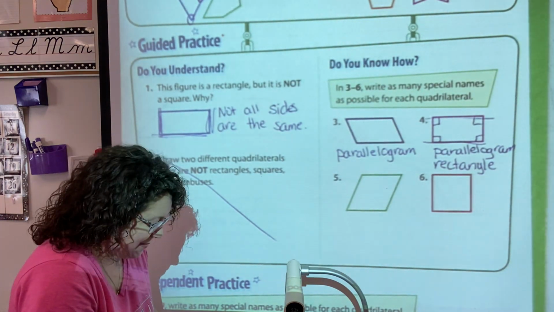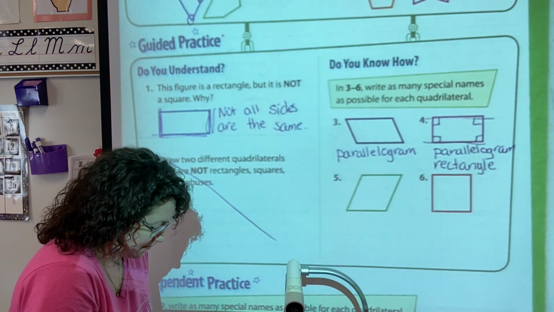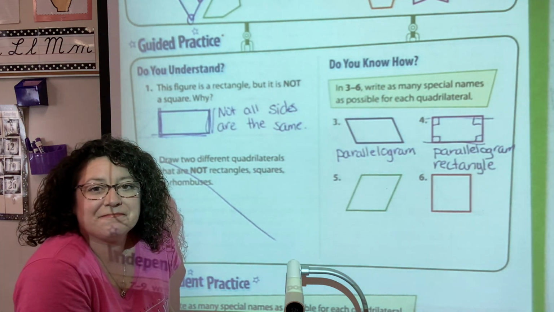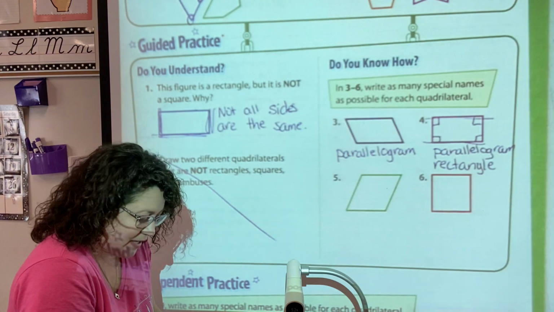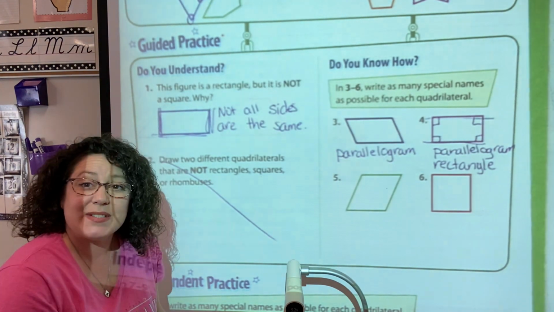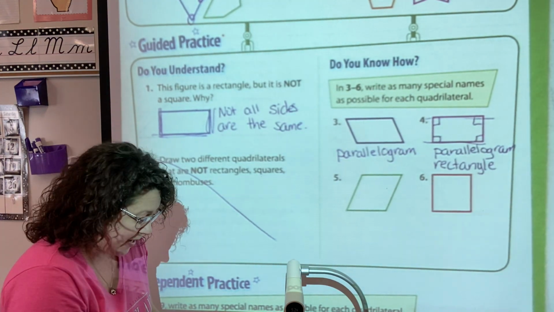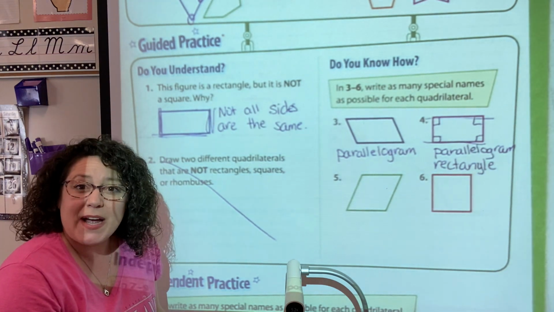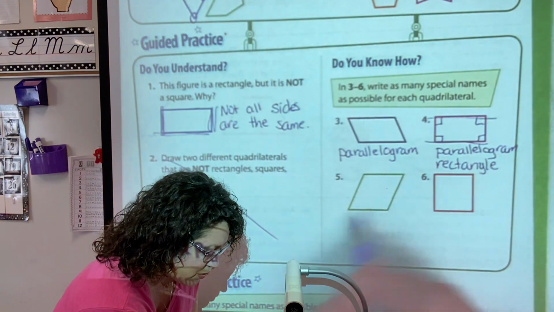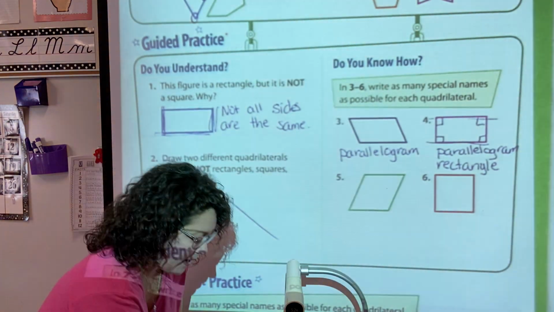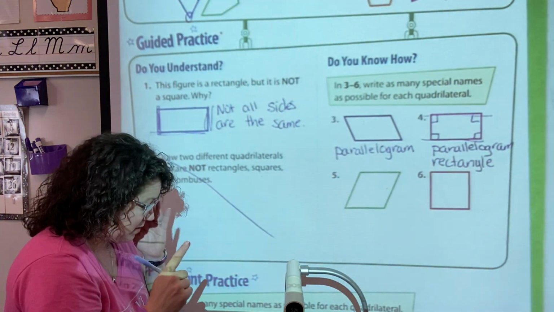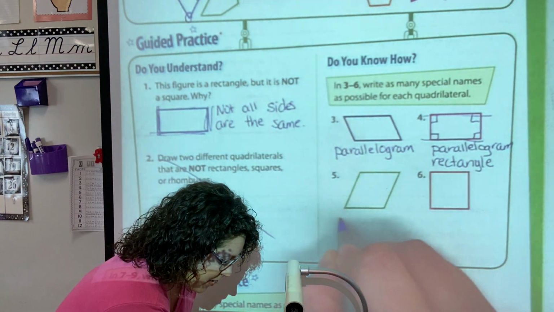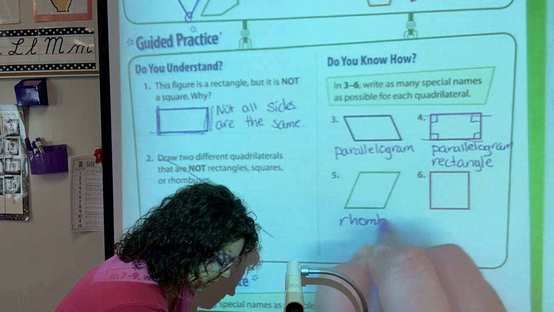Okay, let's look at number 5. Is it a square? No, does not have right angles. So it cannot be a square or a rectangle because it doesn't have right angles. It can't be a trapezoid because it has 2 sides that will never cross. Trapezoids only have 1. So it would be a rhombus because all sides are the same.